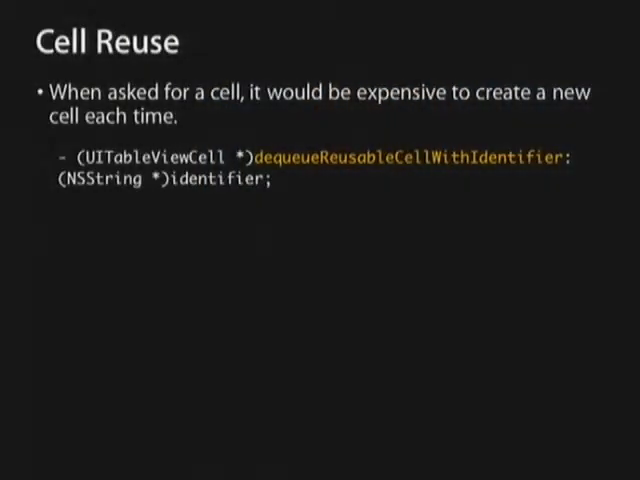There is a method called dequeue reusable cell with identifier. Whenever you create a cell that has a particular layout, where the icon's in the same place and the text is in the same place, so it's sort of the same form, you want to give that the same reuse identifier. That way, when you're asked for a cell, if there's already one laying around, you can just change the text in it and it's ready to return.